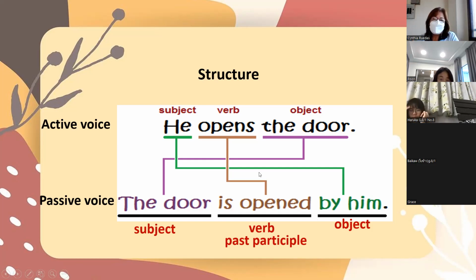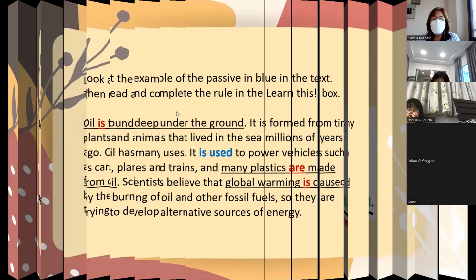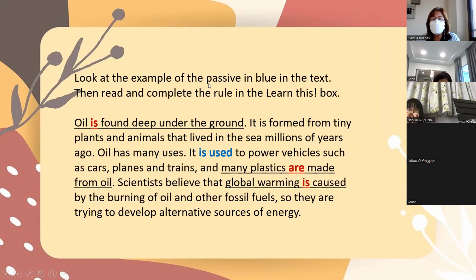Okay. I hope you can follow our discussion. This is in your book. Look at the examples of the passive in blue in the text. The blue in the text is used, okay? Then read and complete the rule in the Learn This box. Okay, you have to write this one. It is used. So this is in a passive voice. Is, the verb to be in present, and of course, the past participle is used.